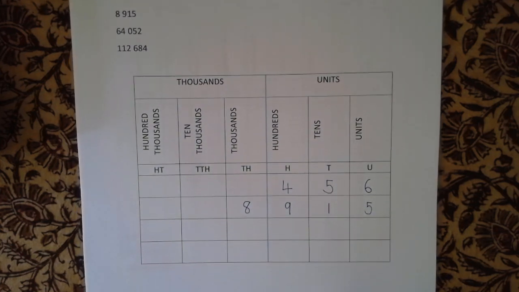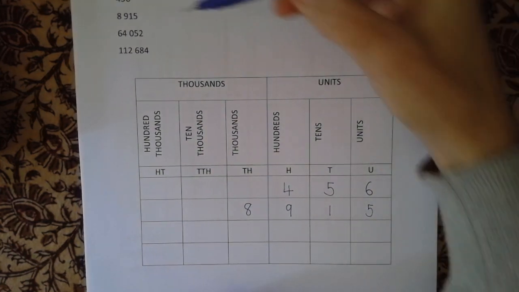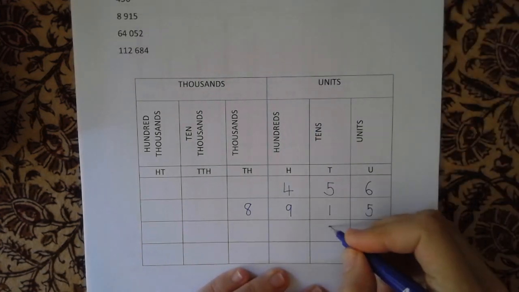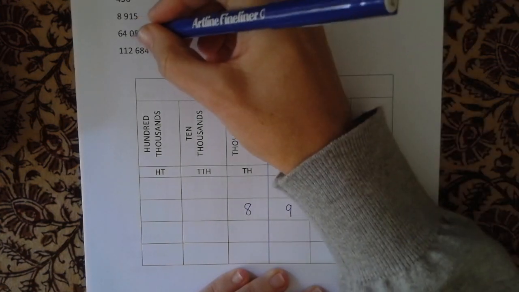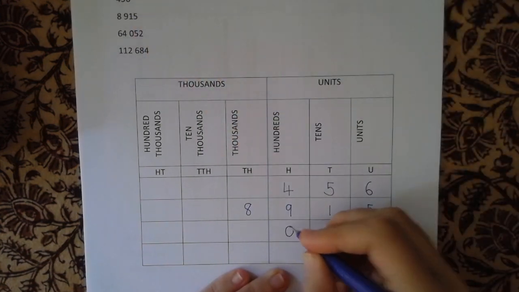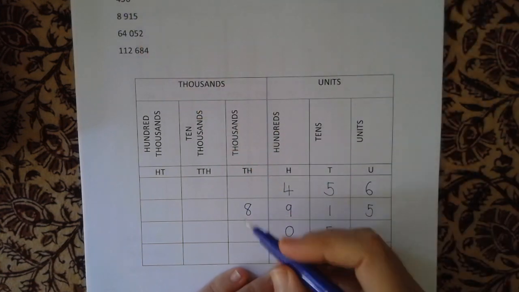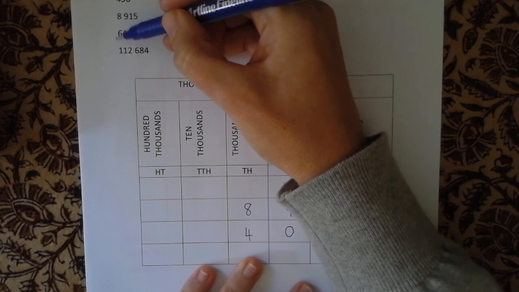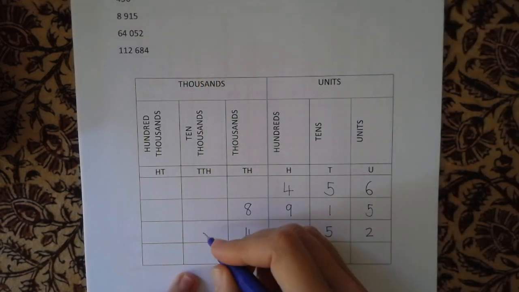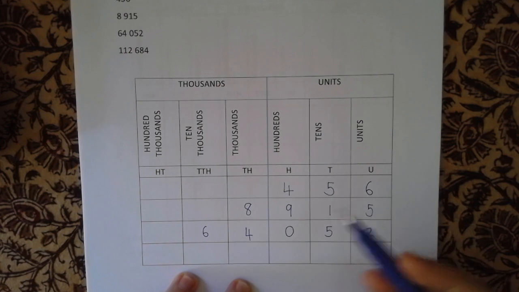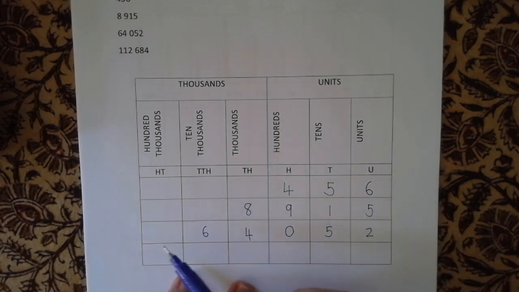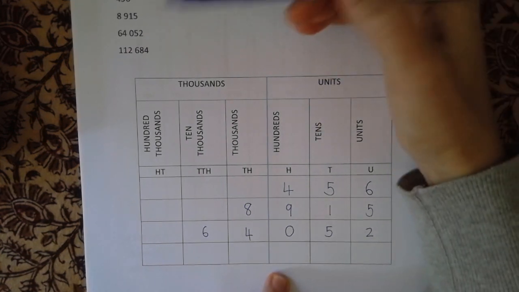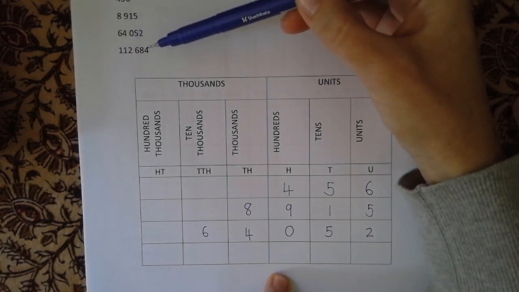Right, so now we go to the next number, 64,052. So the 2 represents the units, the 5 represents the tens. There's a 0, which means there are no hundreds, so we also write a 0. The 4 in the next group of 3 digits is representing the thousands, and now we have a 10,000, the 60,000. So the 6 will be representing the 10,000s. So where we do not have any other digits, we just leave it open or blank like that.